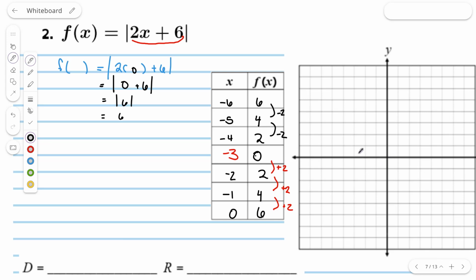So now let's plot that. Negative 6, I went up to positive 6. Negative 5, I went up to positive 4. Negative 4, I went up to positive 2. Negative 3, I'm at 0. Negative 2, I'm at 2. Negative 1, I'm at 4. And at 0, I'm at 6. So this time I have the same idea happening with my graph. I have that V happening, but my graph is a lot thinner.